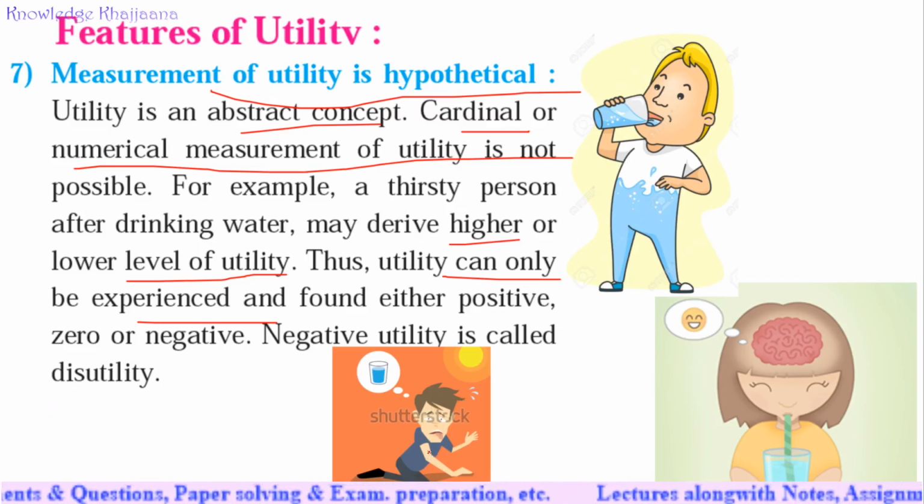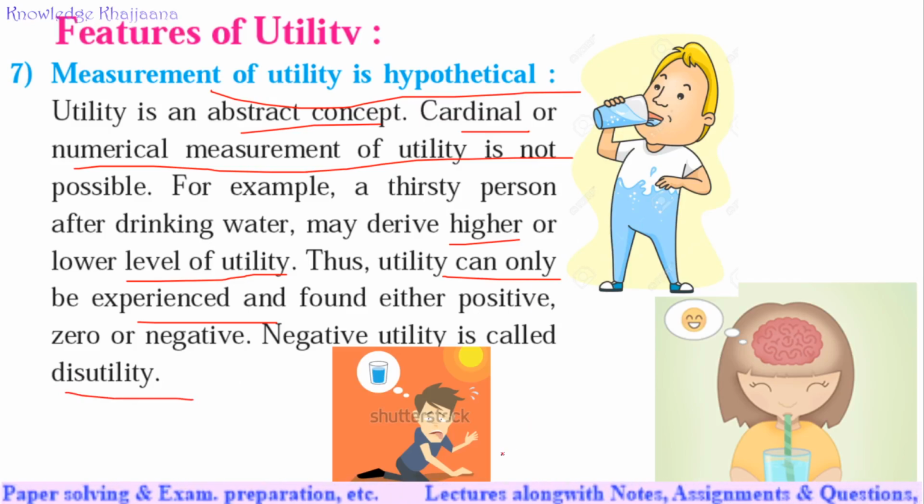See, this person, lots of water has been given to him, so it generates disutility for him because he will have to run to the washroom, right? He was not able to stand, he was not able to walk, because he has to run to the washroom as he had more than enough. So it gives negative utility to the person. So we cannot say there was one utility, two utility, 10 utility. It can be either positive utility, negative utility, or zero utility. Zero utility means no utility at all, and negative utility means disutility.